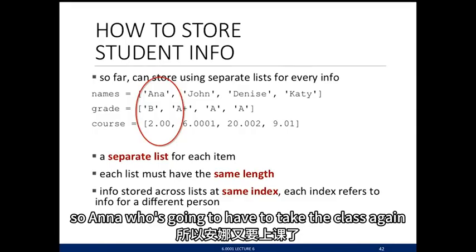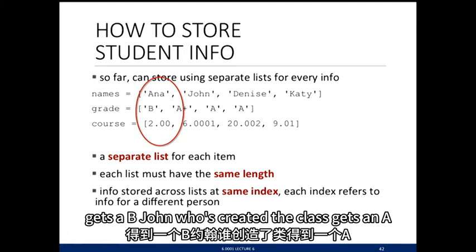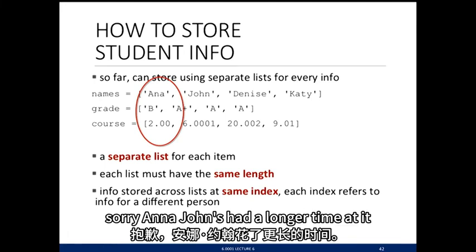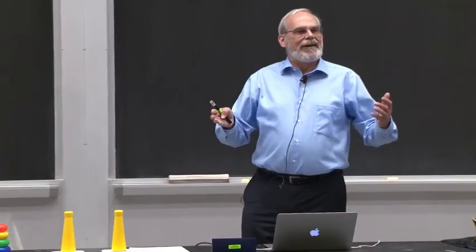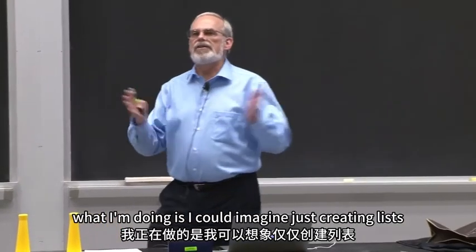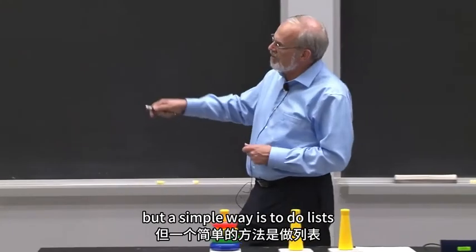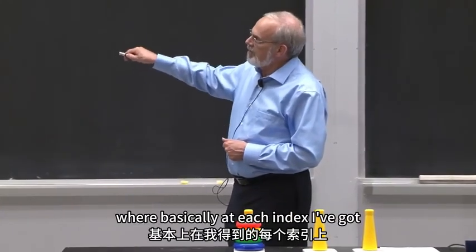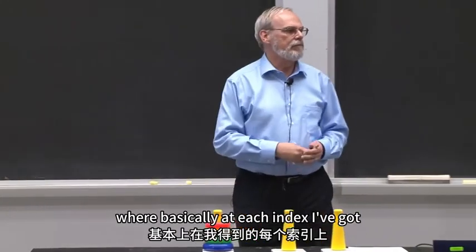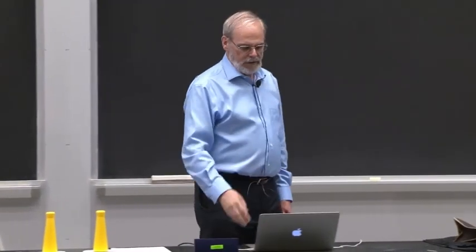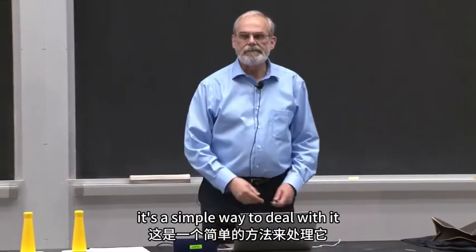So Anna, who's going to have to take the class again, gets a B. John, who's created the class, gets an A+. Sorry, Anna. John's had a longer time at it. All right, bad jokes aside, what I'm doing is I could imagine just creating lists. I could create lists of lists, but a simple way is to do lists where basically at each index I've got associated information. It's a simple way to deal with it.